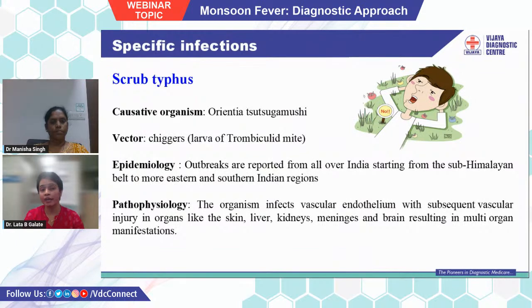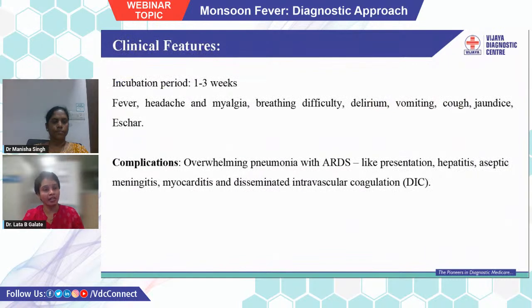It is seen mostly across India, and this organism specifically involves the vascular endothelium, which eventually involves the major organ systems of the body, leading to multi-organ dysfunction if not timely diagnosed and treated. Coming to the clinical features, they will start with general symptoms like fever, headache, myalgia, breathing difficulty, jaundice, and eschar. The incubation period is generally 1 to 3 weeks. If not diagnosed and treated on time, the patient may land in ARDS, hepatitis, aseptic meningitis, and disseminated intravascular coagulation.